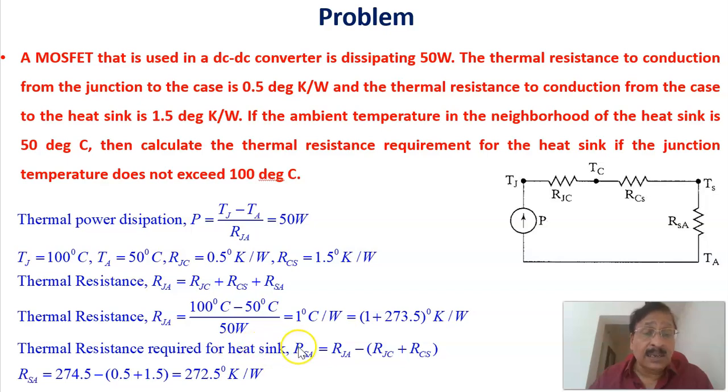Therefore, the thermal resistance required for the heatsink is Rja, the total resistance between the junction and ambient, minus the summation of these two resistances, Rjc plus Rcs. If you substitute here, you get 272.5 degree Kelvin per watt. This is the thermal resistance between the heat sink and ambient. Therefore, this RSA is calculated.